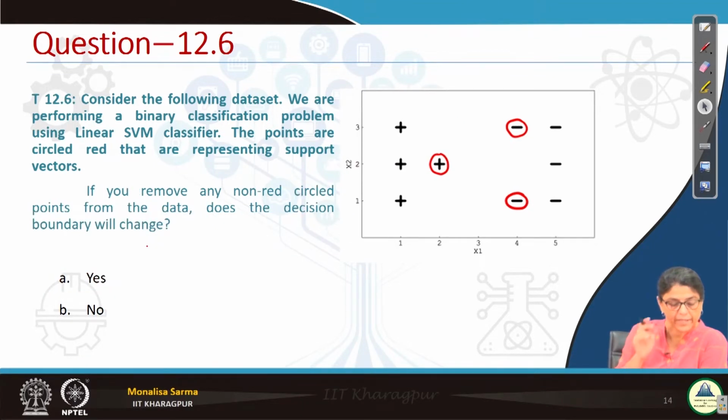Next question is the same question. If you remove any non-red circle points, if I remove any of these points, which are not support vectors, does the decision boundary change? No, the decision boundary will not change because the decision boundary is very much dependent on the support vectors.